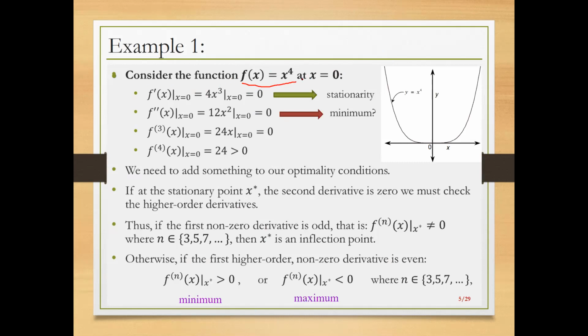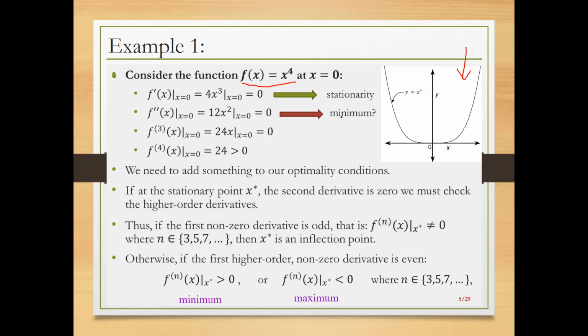Let's look at this example. So we have f of x is equal to x to the power 4. And what we want to do is study the behavior of the function at the point x is equal to 0. So if I plot this function, this would look like this over here. So this is x to the power 4.